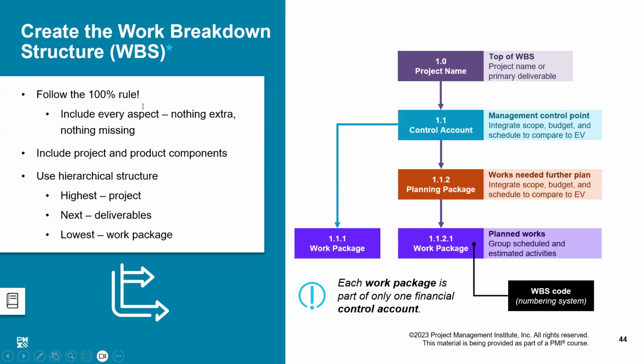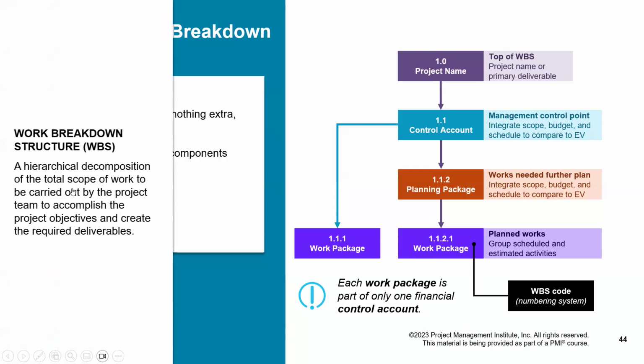So the 100% rule, we already discussed that. Highest level is the project, next is the deliverable, lowest level is the work package. So what is a WBS? A hierarchical decomposition of the total scope of work to be carried out by the project team to accomplish the project objectives and create the required deliverables.